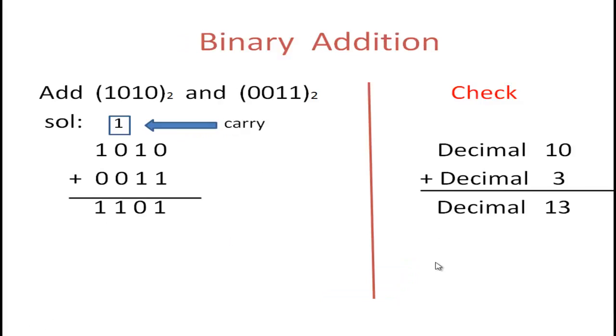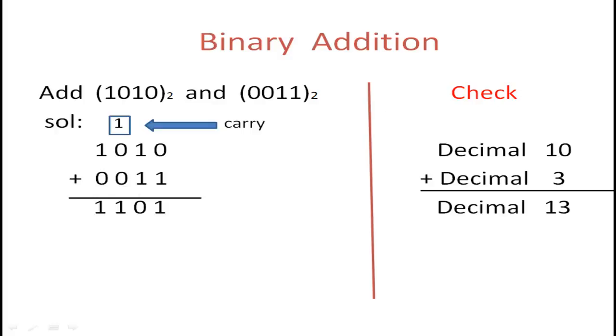Next, let us consider an example. Here you have to add 1010 with 0011. These are the two binary numbers and you have to add them. First of all, write these two numbers in this form and after that start adding.